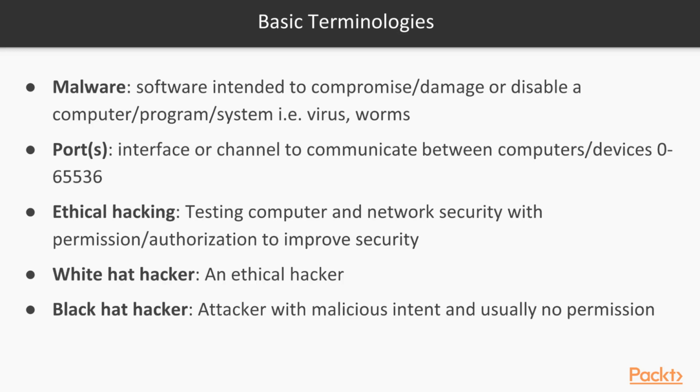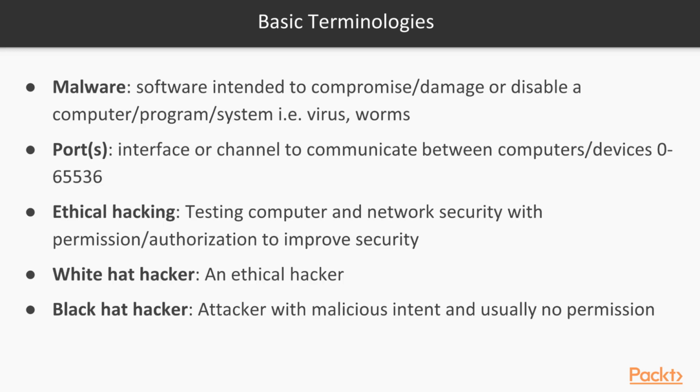Ports are interfaces or channels that are used to communicate between computers or devices. And ports range from 0 to 65,536, with 0 to 1024 being the most popular port numbers for services, such as, say for example, port 22. SSH is commonly run on port 22. FTP is commonly run on port 21, and so on.